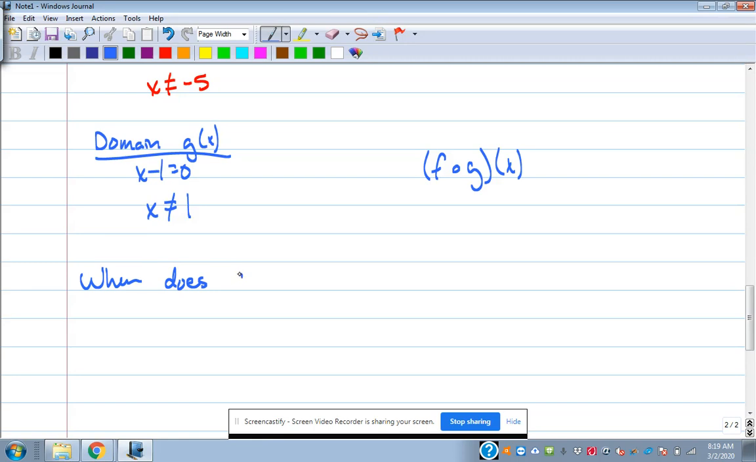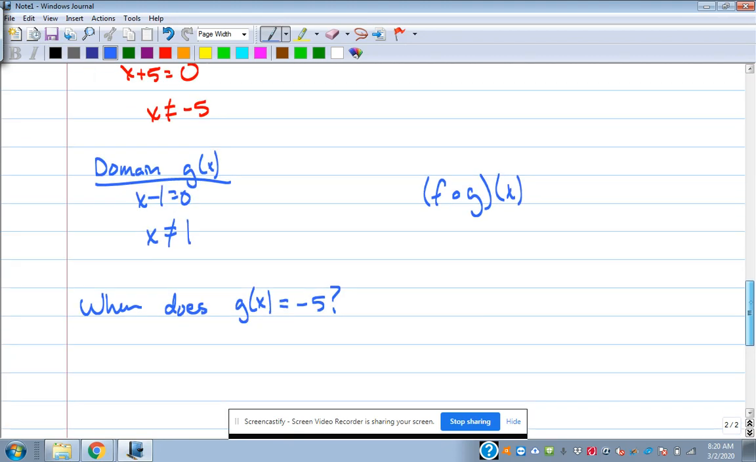So what we need to know then is when does g of x equal -5? When is that function we're putting in the place of x equal to the x that it said it couldn't be? So if there's a restriction on the first function listed in the composite statement, then you've got to find out when is the second function equal to that restriction. Okay, so we're going to set up that equation. G of x is equal to -5.